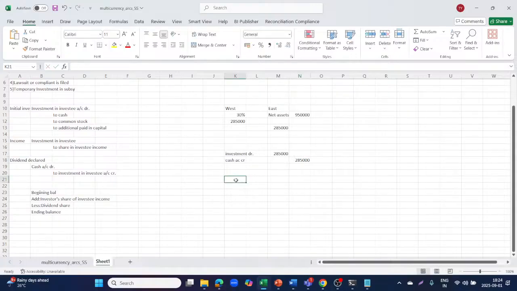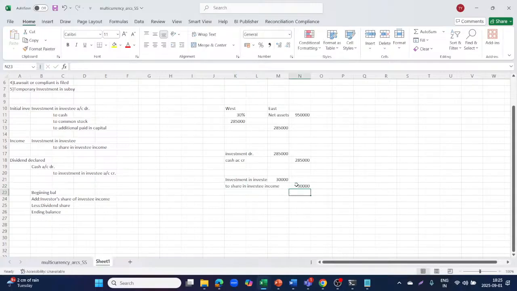So how much is the income earned by the investee? As I said, it had a net income of 1 lakh and paid a dividend of 50,000. So investment in investee will be 1 lakh into 30%, and credit will be share in investee income, to share in investee income, this will also be 30,000.